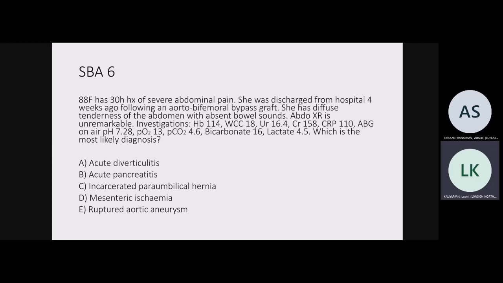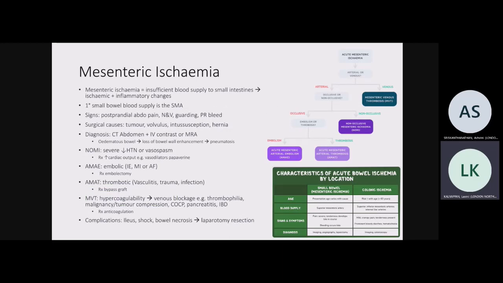Right, so the pertinent part of this question was in the history that she's had an aortobifemoral bypass graft, and this is essentially a classical picture of mesenteric ischemia. So mesenteric ischemia is when you get insufficient blood supply to your small intestines, and as a result you can get pain. It's almost described as gut angina sometimes, and it's good to remember anatomy, I guess. So the blood supply for your small bowel is your superior mesenteric artery.